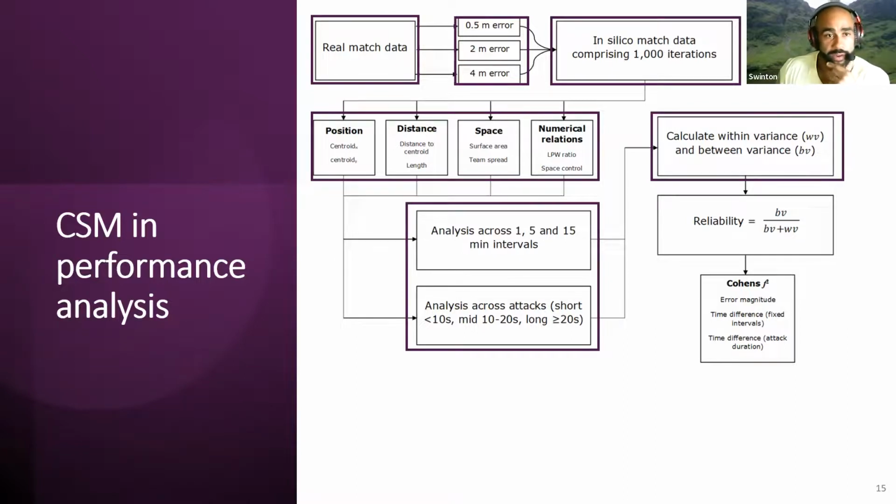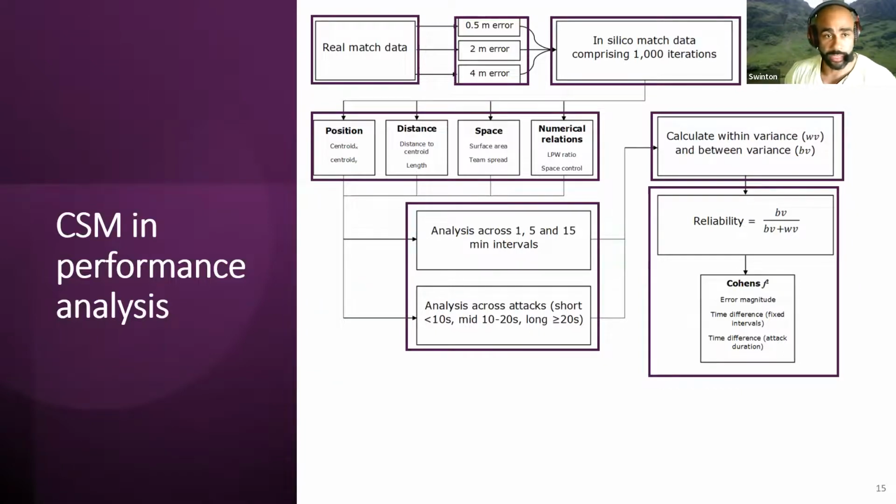Then over 1, 5, and 15-minute intervals, we calculated the variation in the metrics, both in the actual data. In other words, that's the within variation that gives us an idea of the signal. And we compared that to the variation across the simulations, so with the error, and that gave us our between variation, so our noise. Then it's really simple to calculate reliability. You just take the ratio of the between variation relative to the total variation, and either it's up near 1, so you've got almost no error and high reliability, or it's down at 0.